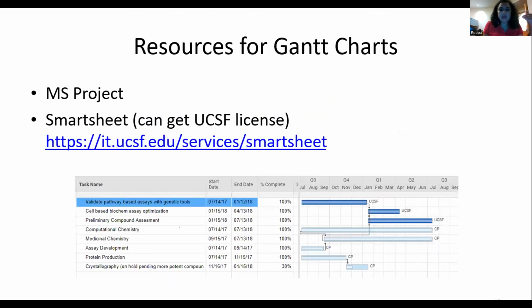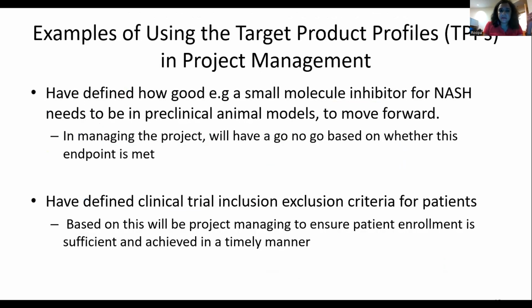And the different ways, like the Gantt charts I spoke about, you could use MS Project, and at UCSF, you also have Smartsheets that you could use for these, listing various activities, beginning, end, what activity depends on what other activity. And then examples of using target product profiles in project management.